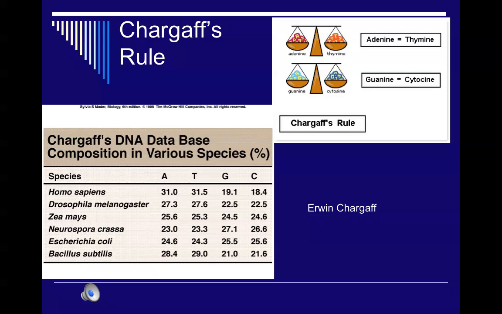So if you notice on the chart, for the percent distribution, he found that whenever he measured how much adenine was in his DNA, he had roughly the same amount of thymine. When he measured how much guanine was in his DNA, he had roughly the same amount of cytosine. Now, it didn't tell him anything about how they were bonded together or how they were interacting. All he could determine were relative amounts. But it really is one of our first pieces of the puzzle to figure out how DNA is constructed and how the cell is going to use it.